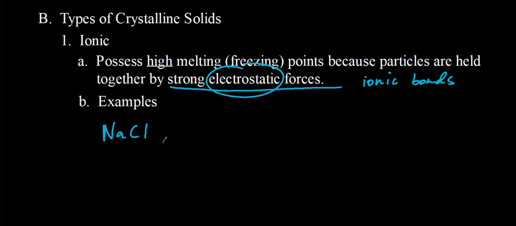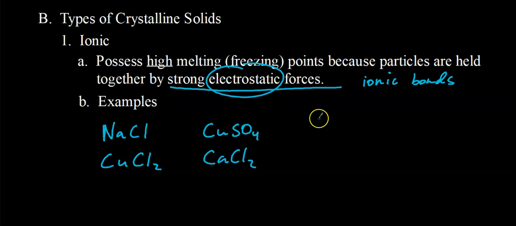Go ahead and pause the video and list some other ionic solids, maybe substances that I've used in the lab. Pause now. What have we used in the lab? We use copper 2 chloride in the chemical reactions lab. We've used copper 2 sulfate. Calcium chloride, potassium iodide. These are all ionic solids.